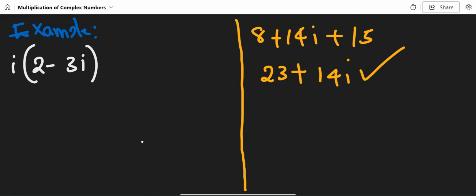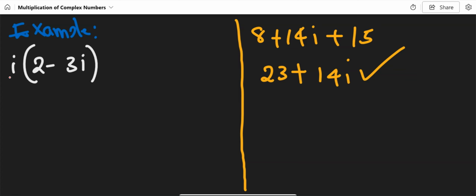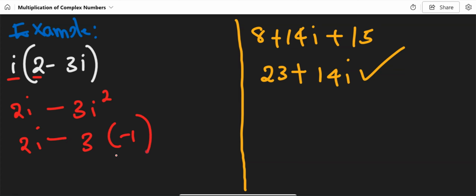So, solution. We need to change this into something different. We can get this as red. So this is i multiplied by 2, that is 2i, minus 3i squared. This is 2i minus 3 into negative 1. This is 2i minus, actually positive 3, which implies the final answer is 3 plus 2i.